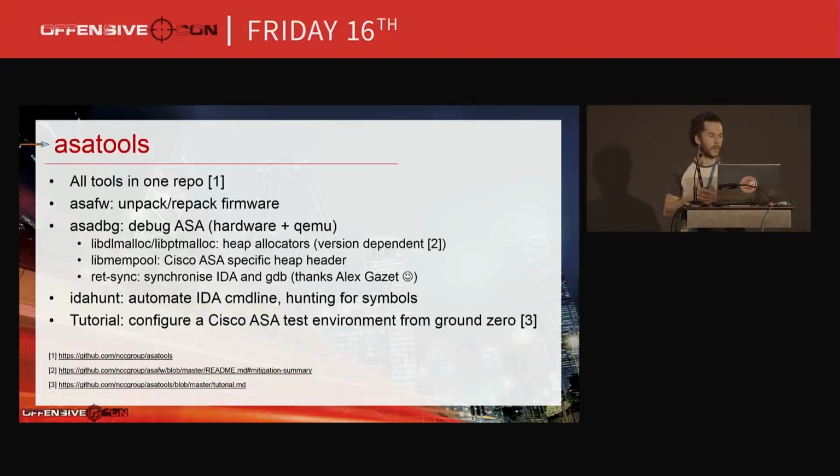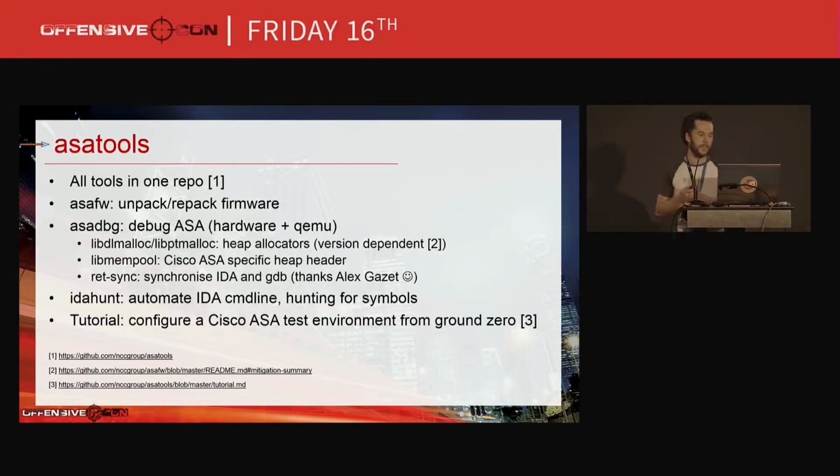We named them ASA tools, and it's basically 6 tools. The first one is ASA firmware. It allows you to unpack and repack the firmware because it's a binary format. It allows you to inject a GDB server, or unpack the firmware to mine it and understand what mitigation is in there, because you have like 200 different firmware. So if you want to know which one has the latest mitigation, for instance.